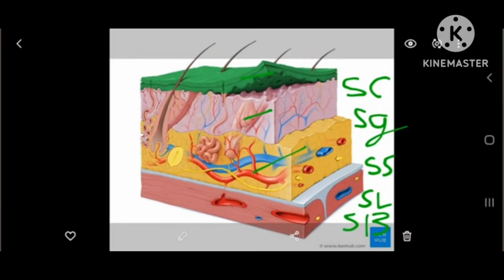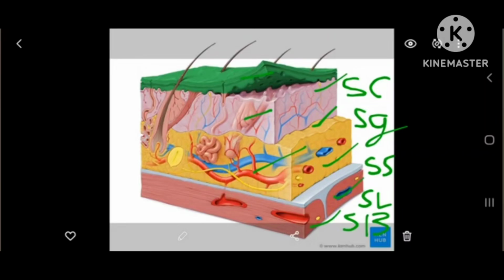The stratum corneum is the outermost layer of the skin. The stratum basal is the layer which produces new cells for the skin. As the cells of the stratum corneum get killed or damaged, they are thrown out of the skin. Then the cells of stratum granulosum come up, then the cells of stratum spinosum, then the cells of stratum lucidum, and then the cells of stratum basal come up, which produces new cells.